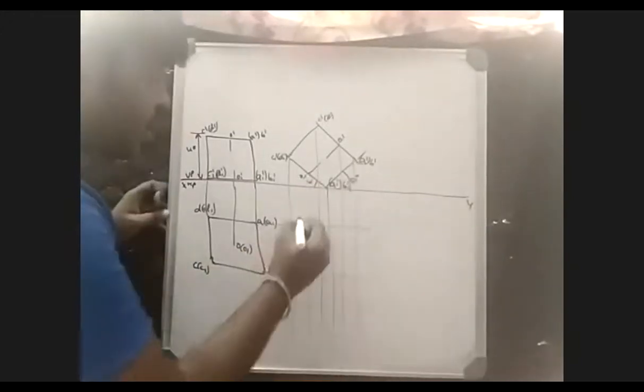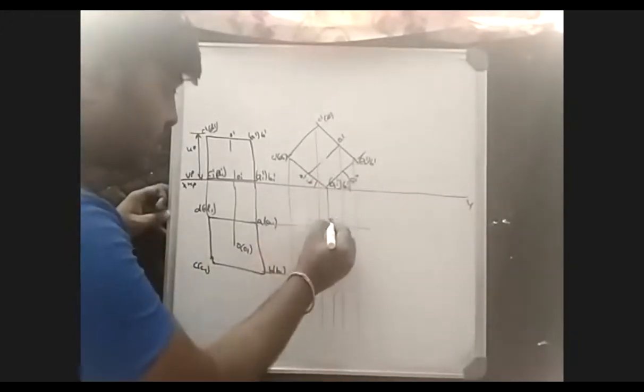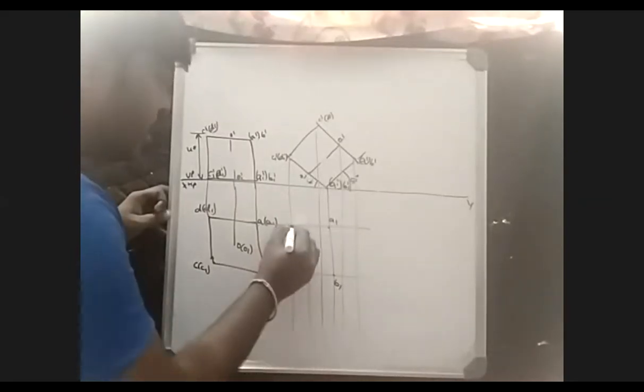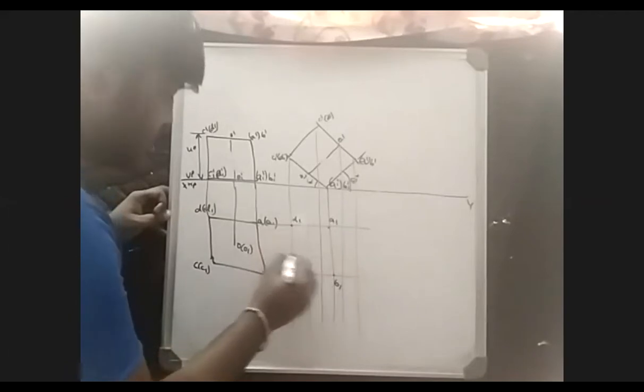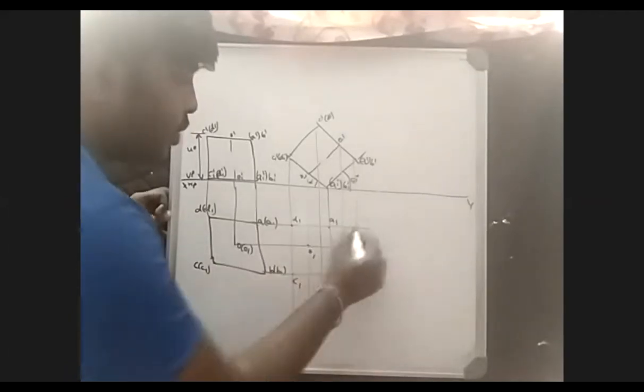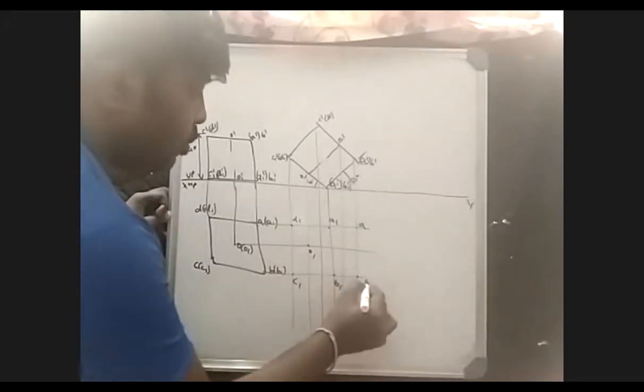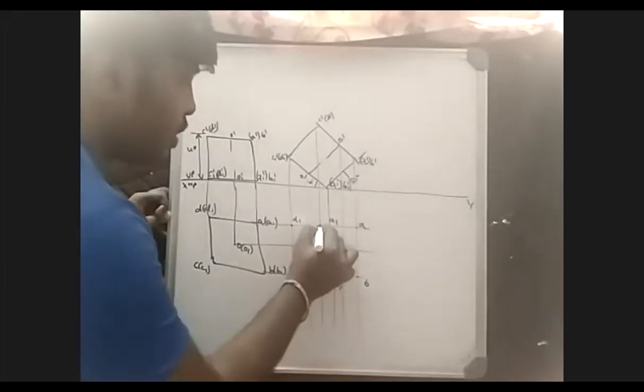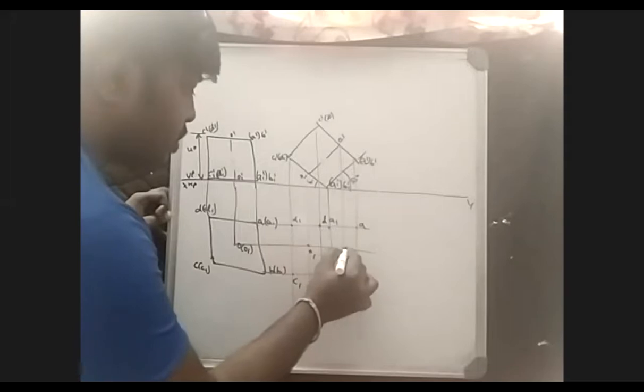Name the corners. This is your A1, B1, C1, D1, and this is O1. In the same way, this is your A, B. Here I have C, here I have D, and this is O. Make the outermost boundary line dark.